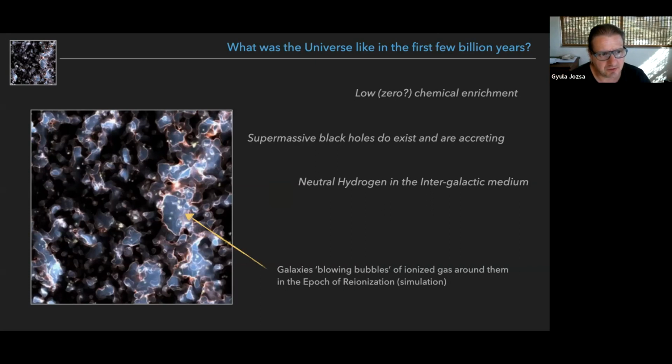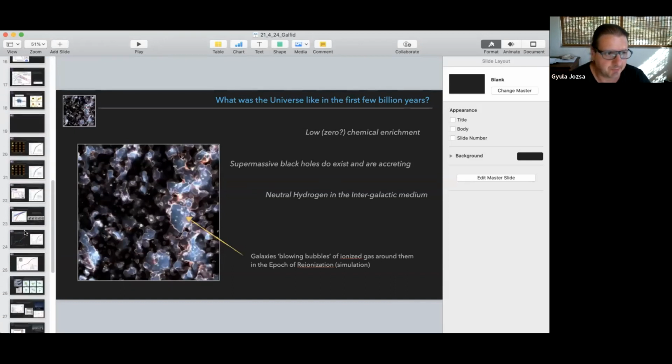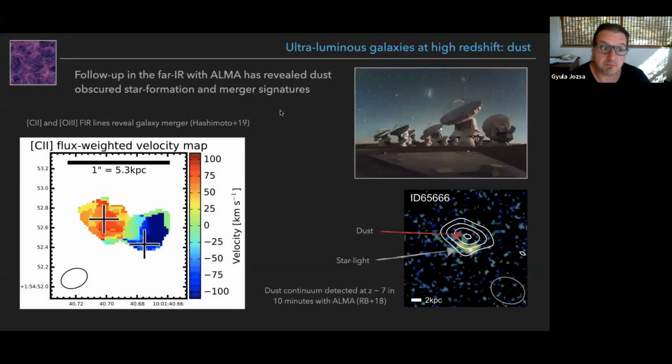You showed this velocity field of a very distant galaxy, which looked like, I mean, that was ALMA, I think. Yeah. So how many of those are expected to come from the stars? And how many of those do we expect in the next few years to get?